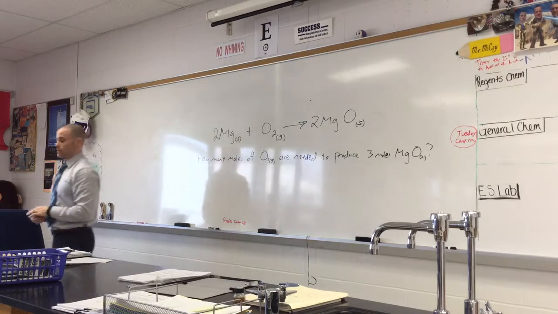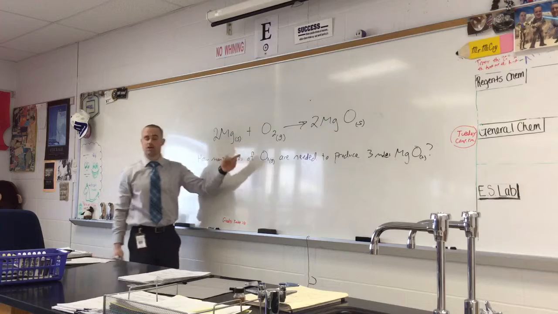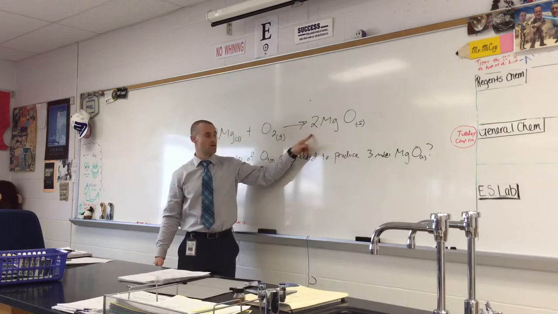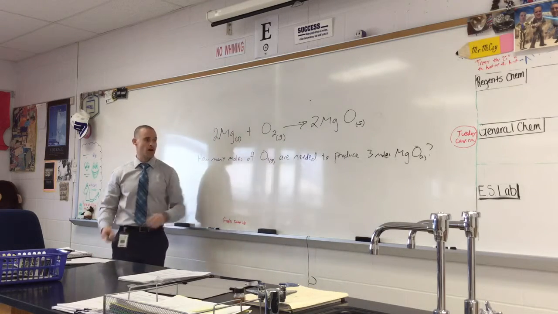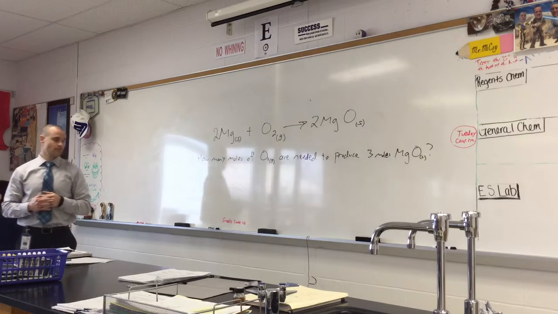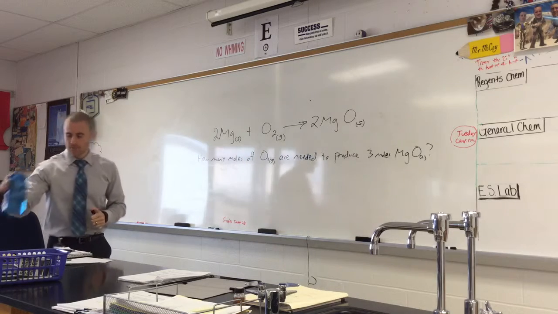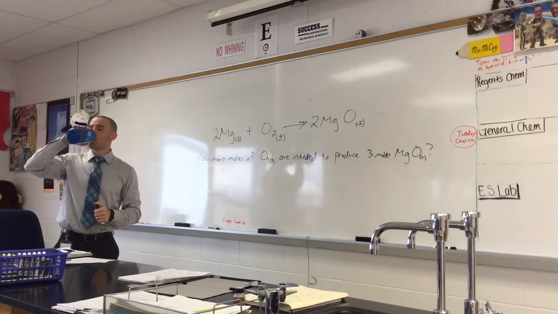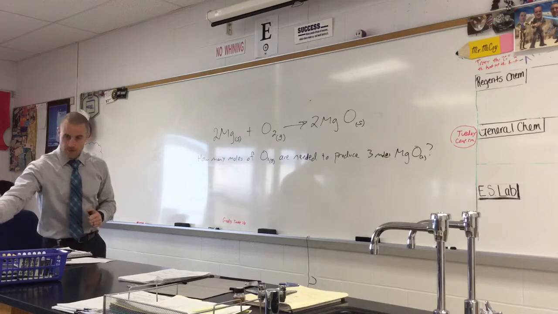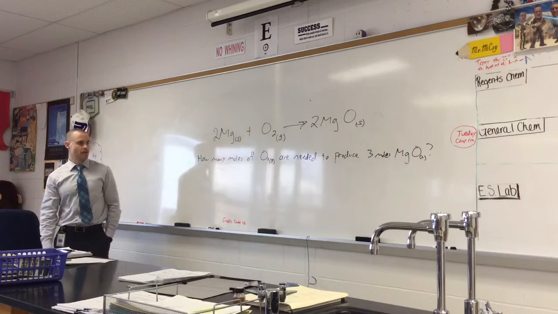That's where the ratio comes in. That's where the proportion comes in. Because in the original equation, 1 mole produces 2. I want to know how many moles are needed to produce 3. You probably don't need a calculator for this, but maybe.